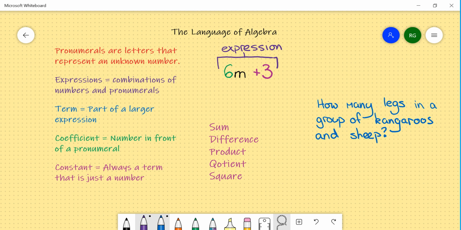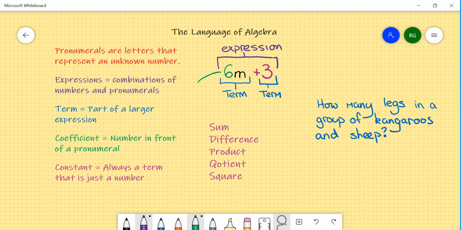The part that I'm about to put in blue is a term. Terms are part of a larger expression. So here is a term, 6m, and 3 is a term. These are always separated by an addition symbol or a subtraction symbol. So expressions are made up of terms.